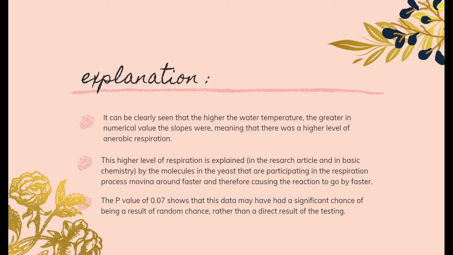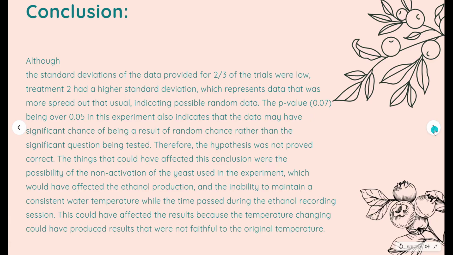The p-value of 0.07 shows that this data may have had a significant chance of being a result of random chance rather than a direct result of the testing. So here's our conclusion. Although the standard deviations of the data for 2/3 of the trials were low, treatment 2 had a higher standard deviation, which represents data that was more spread out than usual, indicating possible random data. This is also shown by the p-value, which was higher than 0.05, which indicates that the data may have a significant chance of being a result of random chance rather than the question being tested. Therefore, the hypothesis was not proved correct.